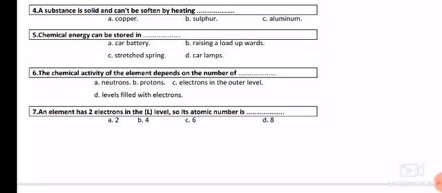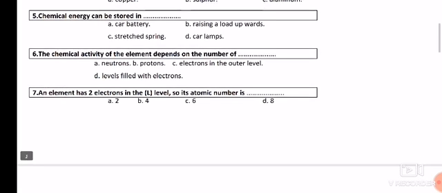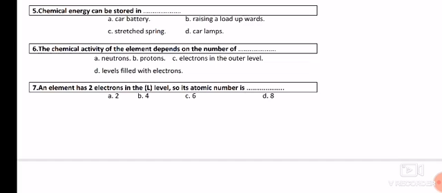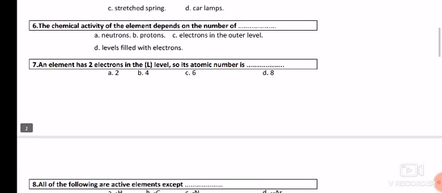Number 4. A substance that is solid and can't be softened by heating. The substance that can't be softened by heating is sulfur. Chemical energy can be stored in the battery or the car battery.